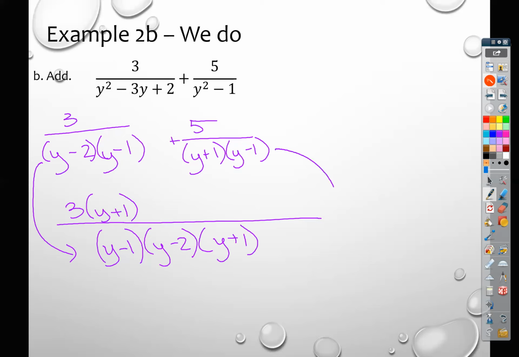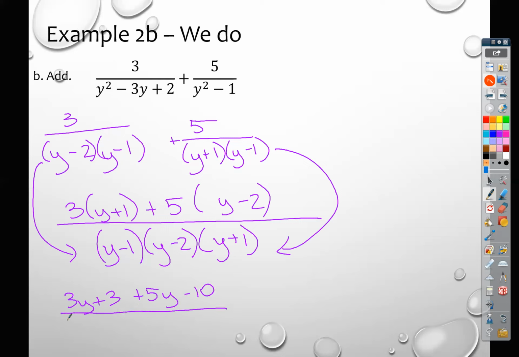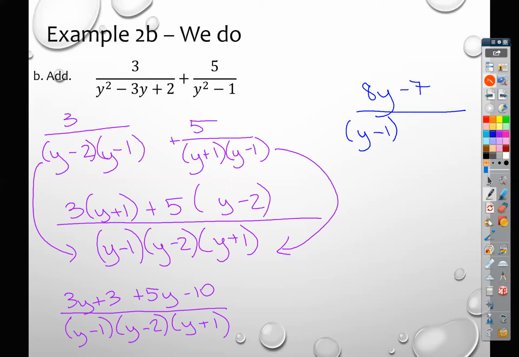What about from this denominator to this one? I am missing the y minus 2. So I'm going to distribute that out. So I get 3y plus 3 plus 5y minus 10 over y minus 1, y minus 2, y plus 1. Now let's combine like terms. I'm going to go up to the top so I have more room. Okay, so 3y plus 5y is 8y. 3 minus 10 is negative 7 over y minus 1, y minus 2, and y plus 1. And that cannot be factored or simplified, so that is my final answer.